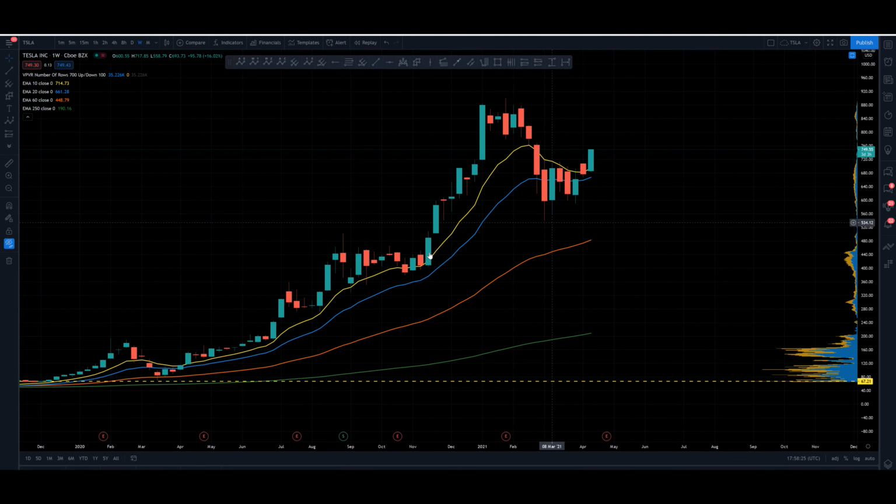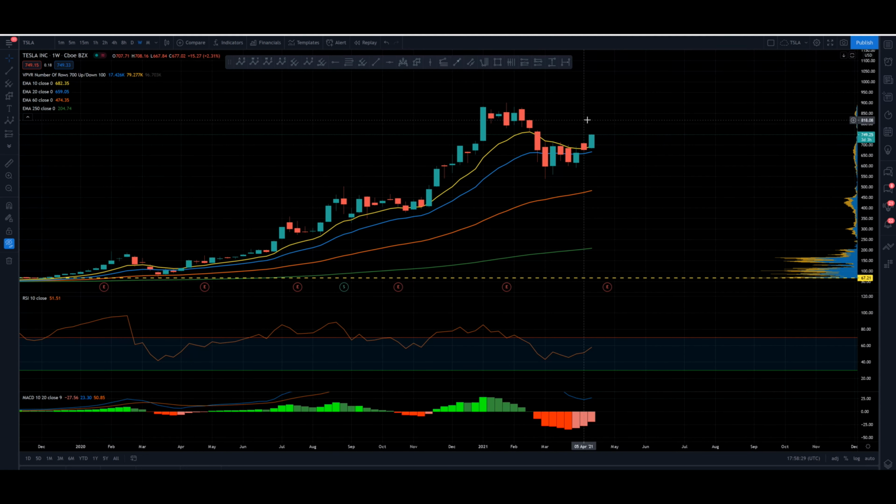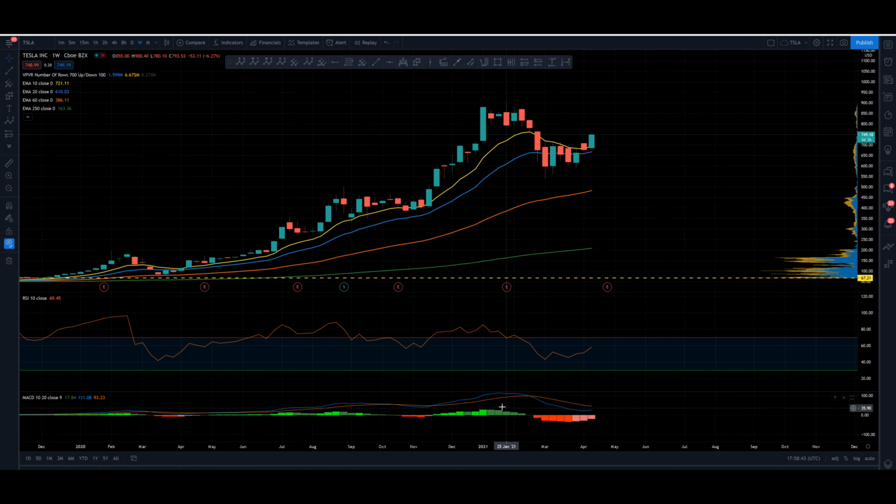Well, first of all, let's bring up our indicators. We have 4 exponential moving averages on the chart: 10 in yellow, 20 in blue, 60 in orange, 250 in green. We've already spoken about our volume profile. We have our RSI set to a 10 close, with the green 30 level representing oversold, the red 70 level representing overbought. And then we have a MACD with a 10 for the short term moving average in blue and a 20 for the long term moving average in orange.